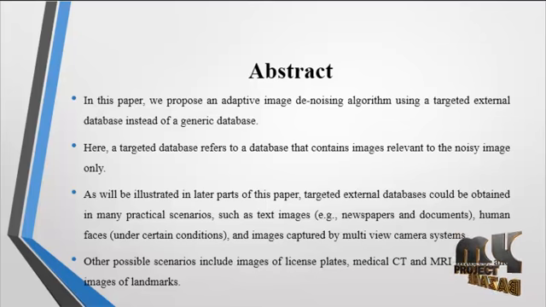Here we use the medical images for the image denoising process. Other possible scenarios include images of license plates, medical images such as CT and MRI images, and images of landmarks. Here we choose the CT and MRI images for the medical image denoising process. Hence the main objective of taking these CT and MRI images is to denoise them for medical purposes, to refine the images and to enhance the medical images.